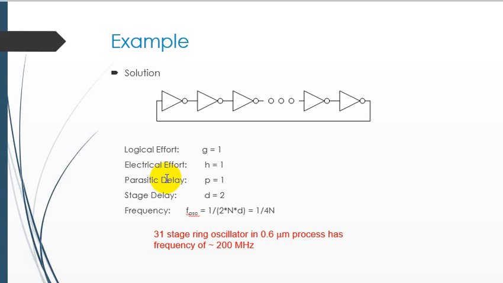So for the frequency we have the formula 1 by 2 n D. D is always 2 in this case, so it becomes 1 by 4n, where n is the number of stages. If we have 31 stages, then we can say that our frequency is approximately equal to 200 megahertz.